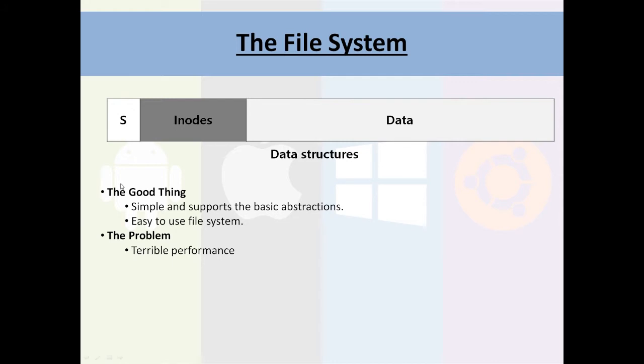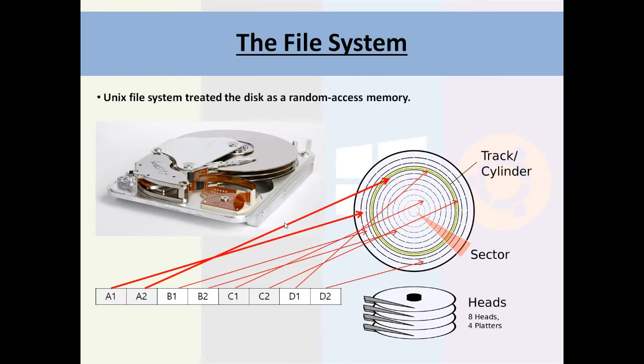Now, this was the diagram that we saw for our very simple file system. The positives were that it was simple to implement. It supported our basic abstractions, which were functions like open, write, read, close. And it was fairly simple to understand, implement and use. Now, the problem that we didn't really discuss too much was that its performance was pretty terrible. And that's where the fast file system is going to come into play to try to solve this performance issue.